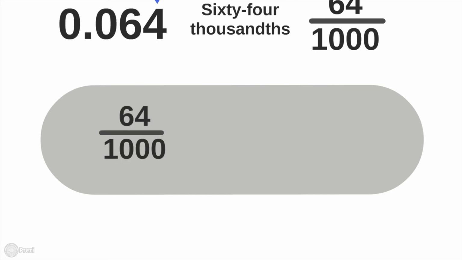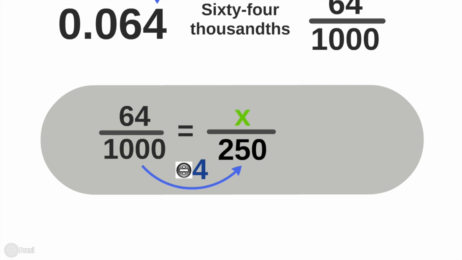Well, we start with our 64 over 1,000. And that's going to be equivalent to some fraction if we can divide both the numerator and the denominator by the same amount. Here we can divide, I know we can divide them both by 4. Here we get 1,000 divided by 4 is 250. So what is 64 divided by 4 going to be? 16. So here we have 16 over 250 is another ratio that's equivalent to 0.064.